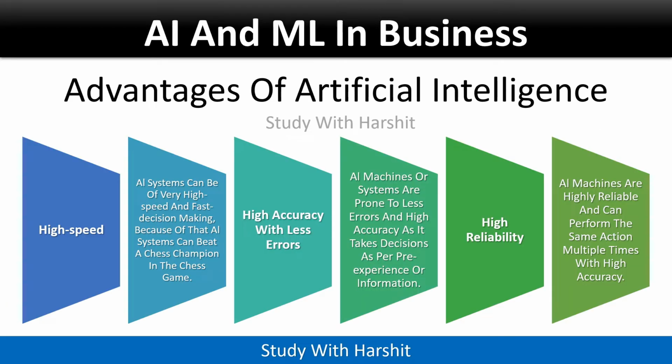Advantages of artificial intelligence (AI): High speed. AI systems can be of very high speed and fast decision making. Because of that, an AI system can beat a chess champion in a chess game. High accuracy with less error. AI machines or systems are prone to fewer errors and high accuracy as they take decisions as per pre-experience or information. High reliability. AI machines are highly reliable and can perform the same action multiple times with high accuracy.